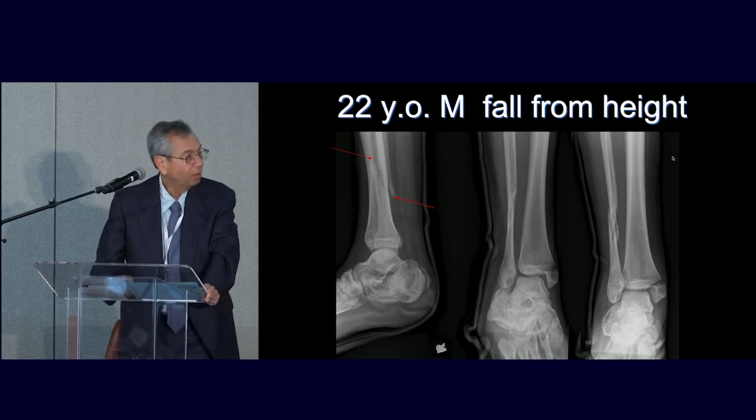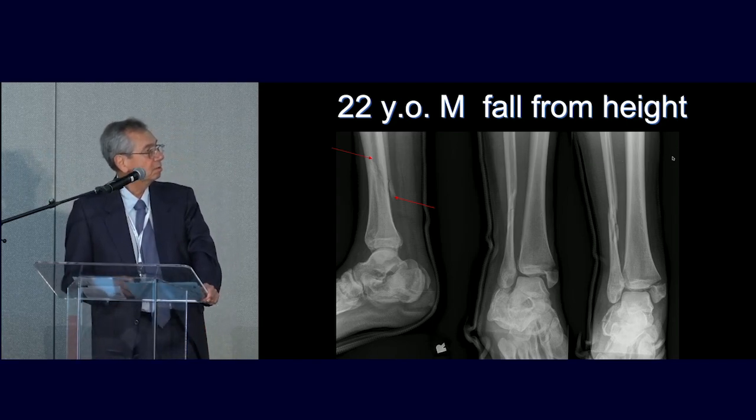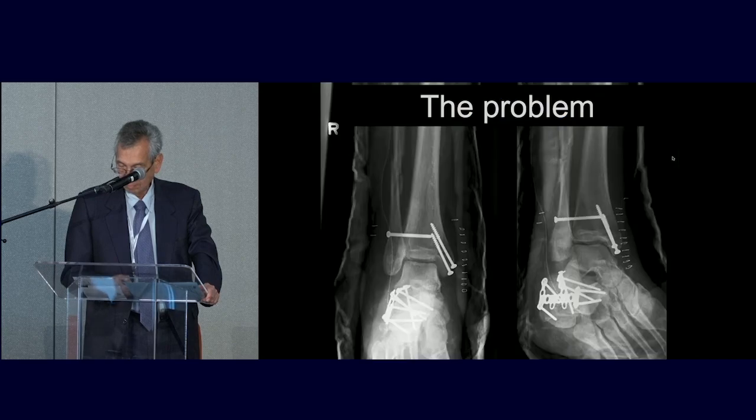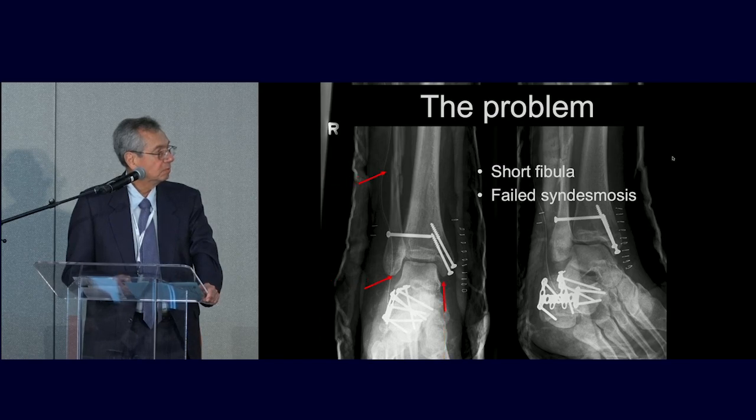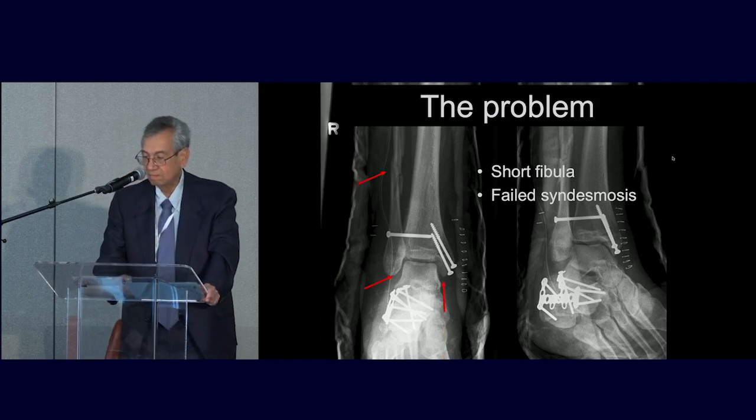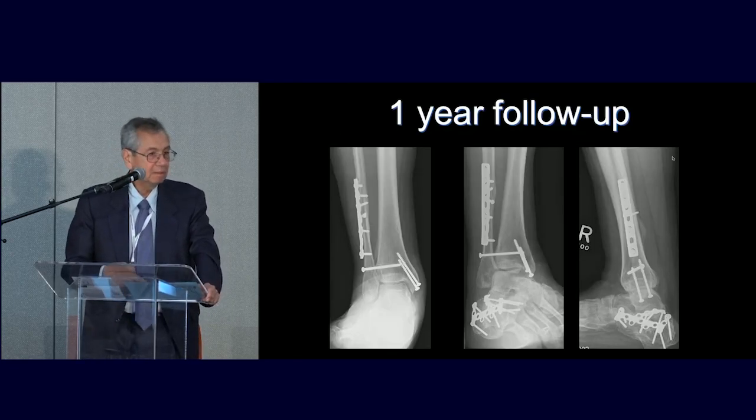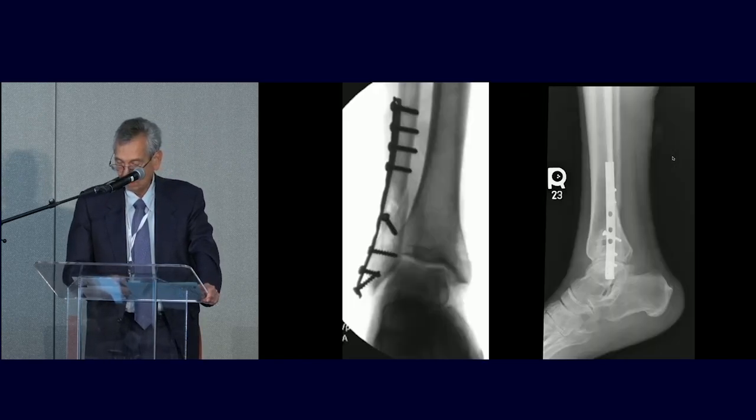This is another patient, 20 years old. He's a male. He fell from height. And this is the X-ray. The problem: short fibula, failed syndesmosis. One year follow-up with pain, and he requires another surgery.